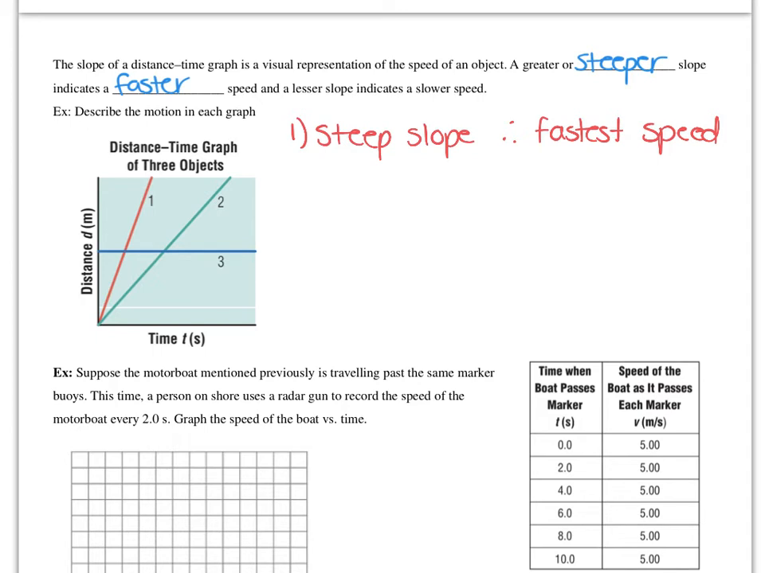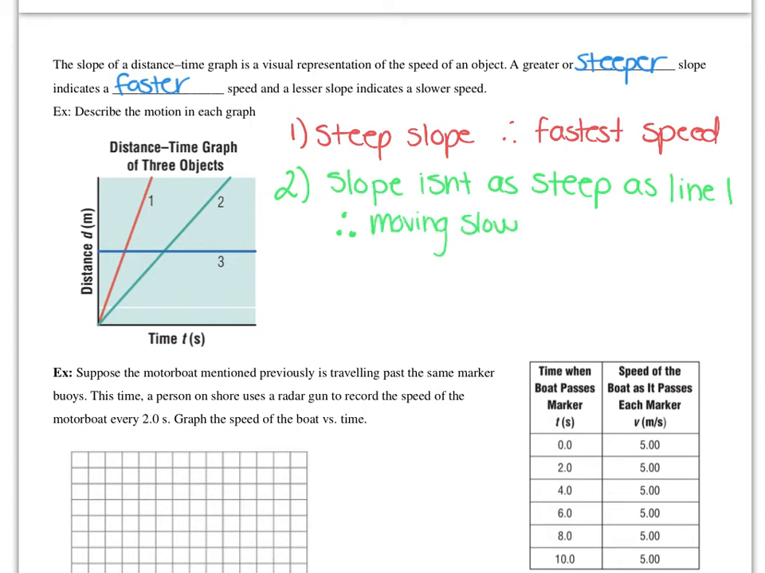Number 2, the green one, the slope isn't quite as steep as line 1, but it's not quite as flat as line 3. So it's moving slower than line 1. So slope isn't as steep as line 1. Therefore, 3 dots means therefore, it is moving slower than object number 1, whatever that was representing.